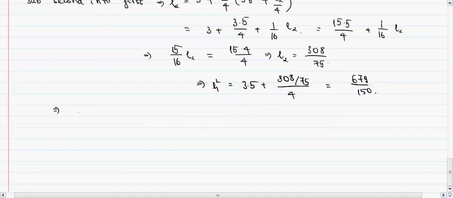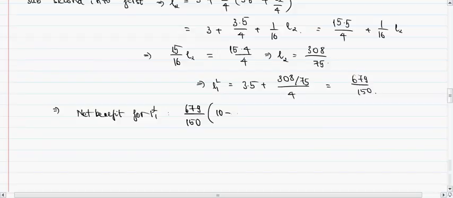So we would just have to find the net benefit for player 1. That's going to be equal to L1 low, which is 679 on 150, multiplied by the average benefit, which is 10 minus 679 on 150 plus L2 divided by 2. So this is L2, 308 on 75 and everything divided by 2. And minus the total cost.